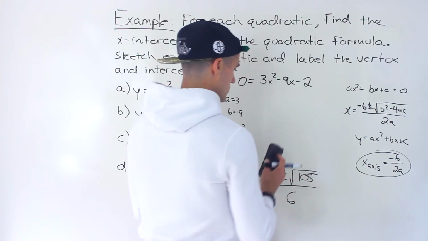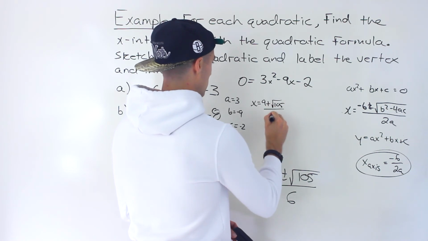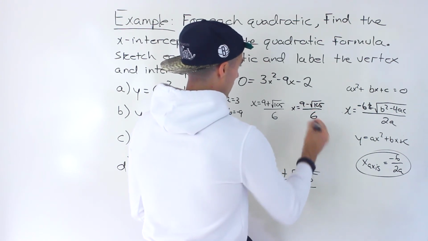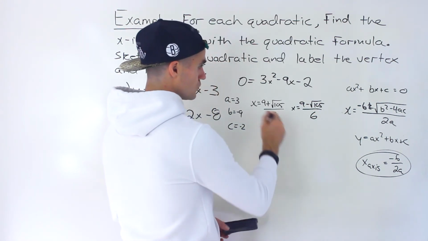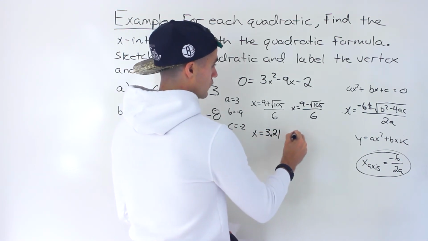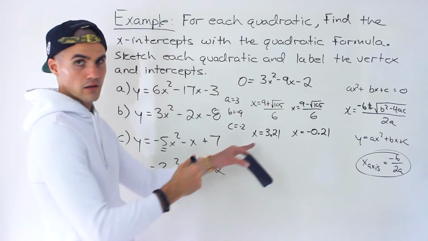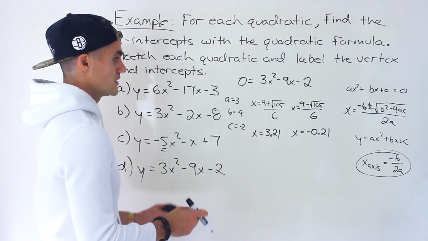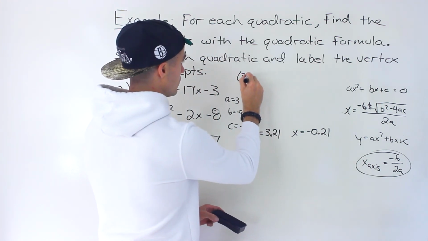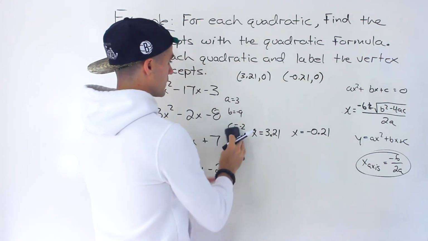So the two x-intercepts that we would have would be either 9 plus root 105 over 6, or 9 minus root 105 over 6. And then when you do these calculations, you'd get approximately positive 3.21, and then over here approximately negative 0.21. When you do these in your calculator, those would be the corresponding decimals. So those are the two x-intercepts right there. So we'd have 3.21 and 0, and then negative 0.21 and 0.